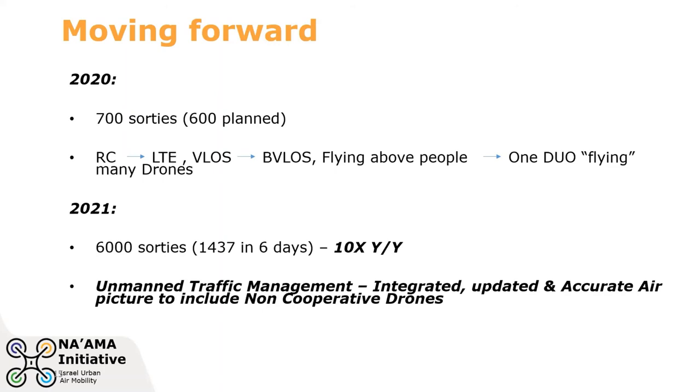We accomplished 700 sorties, as I mentioned. During 2021, we plan to do 6,000 sorties. This will be flown along two weeks at the end of each quarter. And this will allow us to multiply by 10 our number of sorties each year for the coming 3 years, as I mentioned, starting from January 2020, which, if the government will continue to support that, brings Israel to what I believe is the number of drones and sorties capable to support the current demand. UTM-wise, the idea is to deploy an integrated, updated, and accurate air picture, which includes all non-cooperative drones. This is currently flying in the current demonstration, as I already mentioned, and we will fortify it along the coming 2 years. Next slide, please.